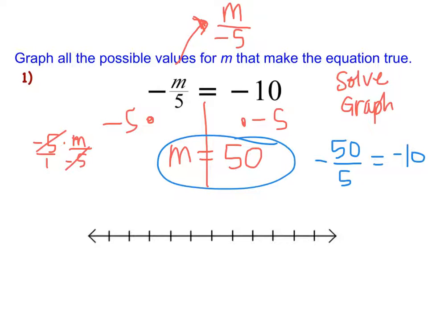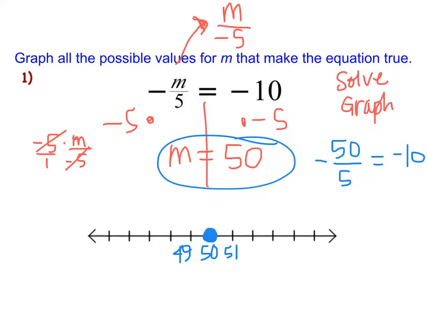Here's how we graph it. I want you to put a 50 in the middle. To the right, I want you to put 51. To the left of 50, I want you to put 49. And then I want you to put a dot on all the values that make this equation true. In this case, that would be 50. Okay?